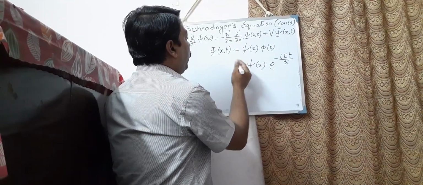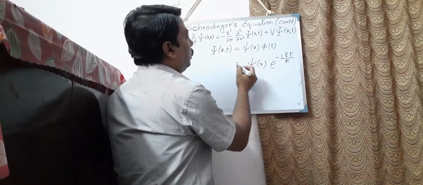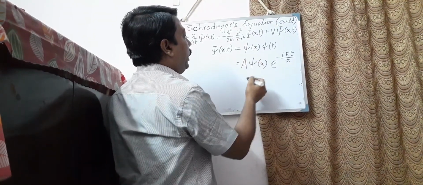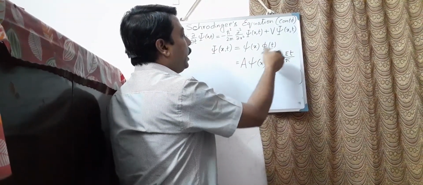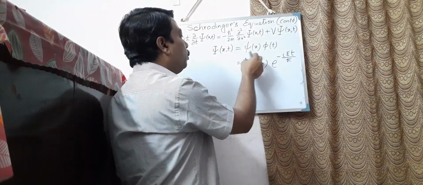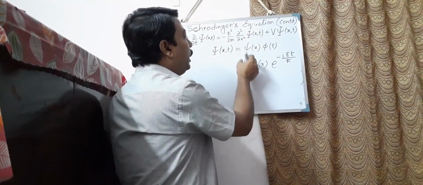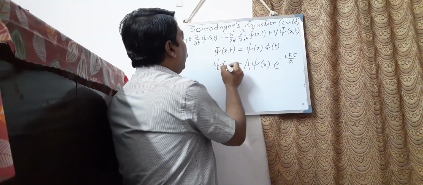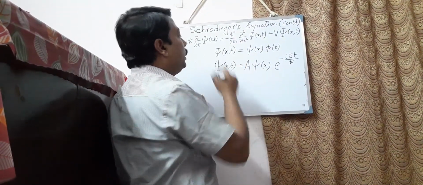So I can sort of write it as some other constant A. So psi x has a constant and C was another constant. So those two product gave you some constant, say A. So A psi x into e to the power minus i E t by h cut will give you the complete wave function psi x t.